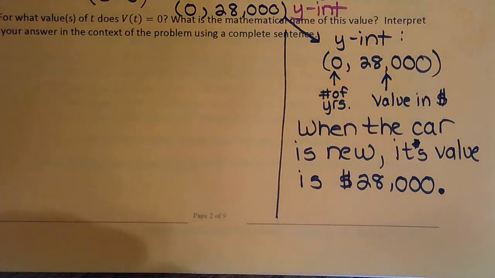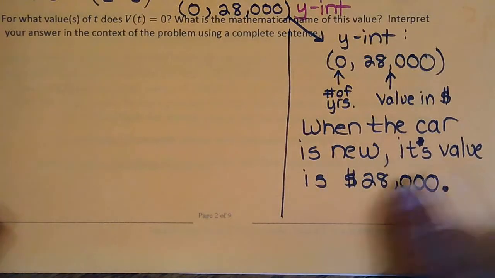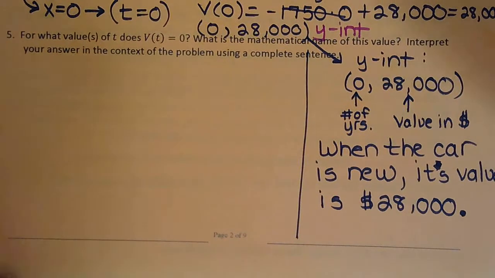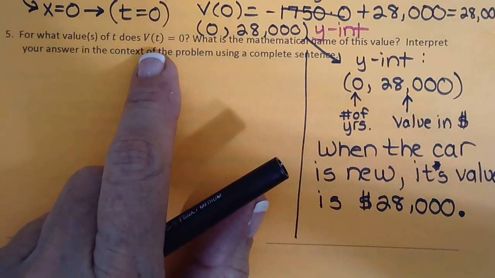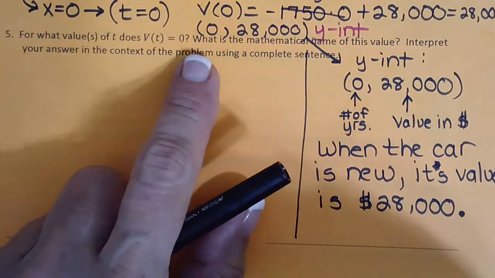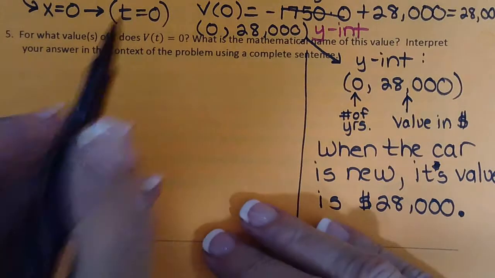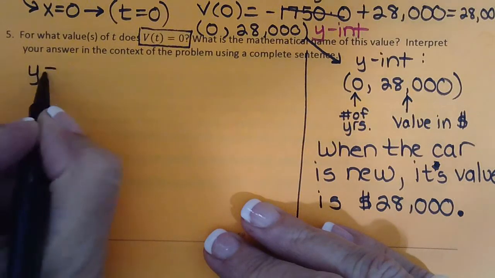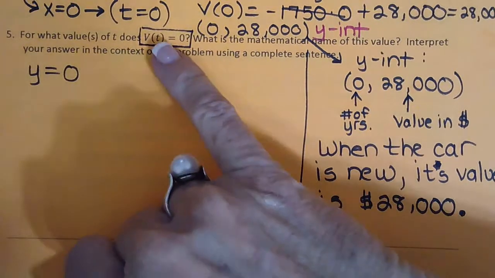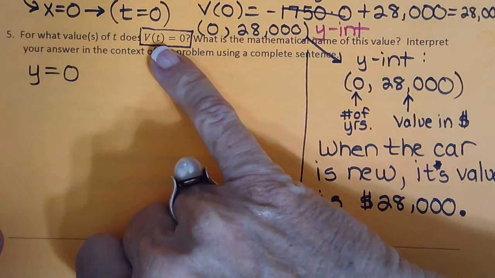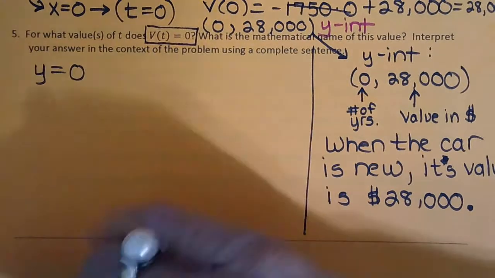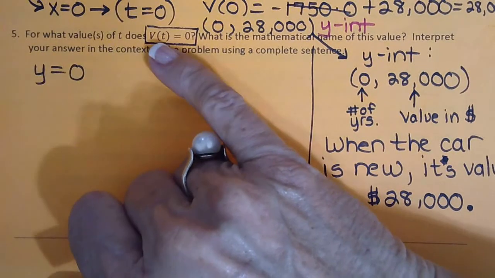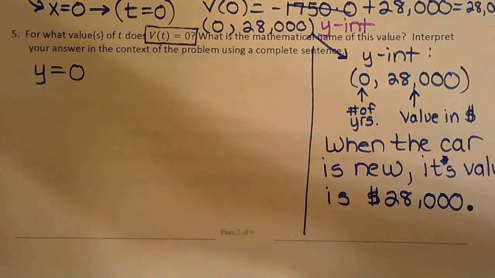You might not have. Okay, so when the car is new, its value is $28,000. So that is the y-intercept. Now it says, okay, let's make v of t 0. So in your brains, when you see that, does that say make y 0? Because isn't v of t y? Okay, so you've got to start making connections like that. Don't just read and go, okay, we're going to make v of t 0. Oh, well, v of t is y. This is our function notation. So this is asking me to make y 0.